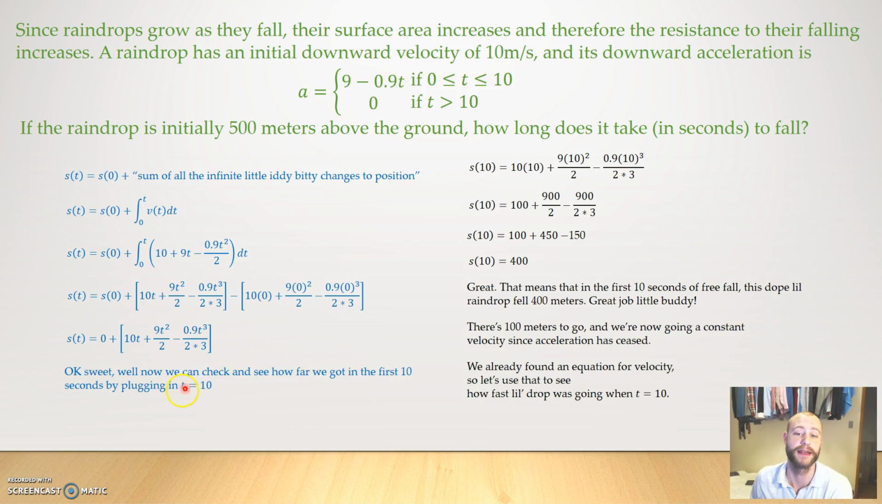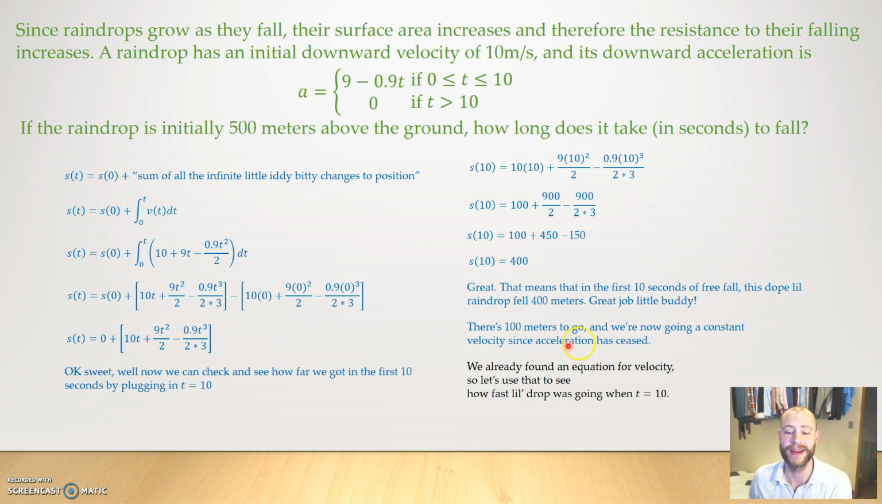in t equals 10. We have a position equation. We just plug in the different times we're interested in. We're only really interested in the end, at 10 seconds. So I plug it directly in there, S at 10, and I get all this mumbo jumbo. You can simplify that whichever way you want, and you get 400. Awesome. That means that in the first 10 seconds of free fall, this little raindrop fell 400 meters. Great job, little buddy. There's 100 meters to go.